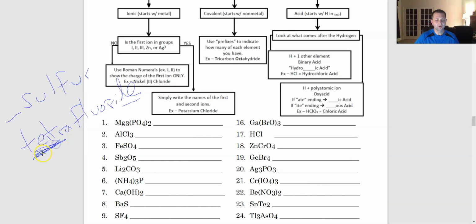So the second word always has a prefix. So does the first word, other than mono. Ending is always IDE. All right, so there's not too many of those on this worksheet for practice. They're not usually as common. They're so easy. But that's how you do those.